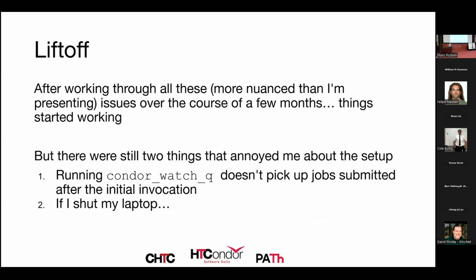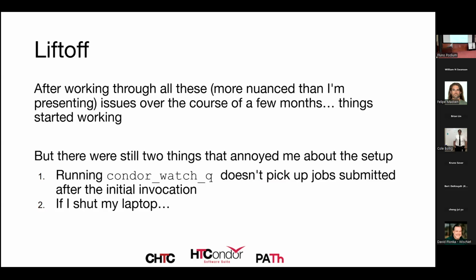So after working through some of these issues over the course of a couple months, things kind of started working. They weren't super reliable at first, but I remember it was Friday at 4:30 p.m. when I first saw the whole workflow run to completion. And wow, what a great feeling to have spent a couple months working on something and to have it start working at 4:30 on a Friday.